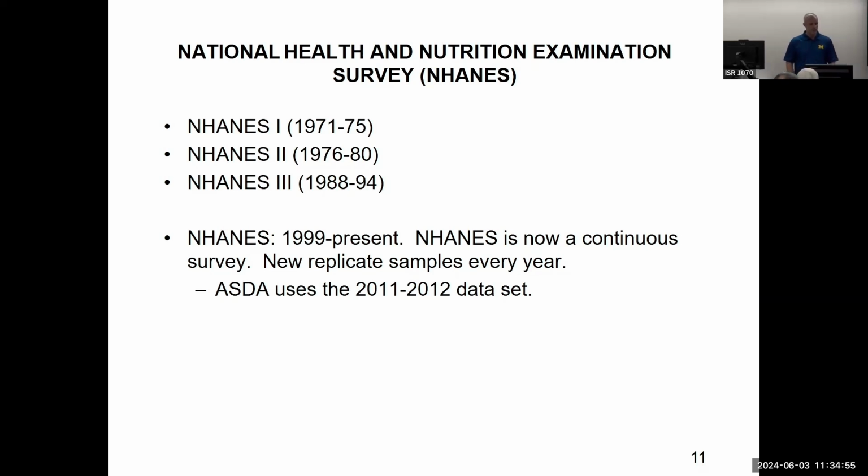Applied Survey Data Analysis uses the 2011-2012 data set just as an example. But pretty much most of the NHANES data sets all have the exact same format. They're just coming from different points in time, right? So when we work with NHANES examples in ASDA and in class, we're going to be using that 2011-2012 cycle from that 2-year period. And that leads up to even now. Those are the 2-year cycles that get released.